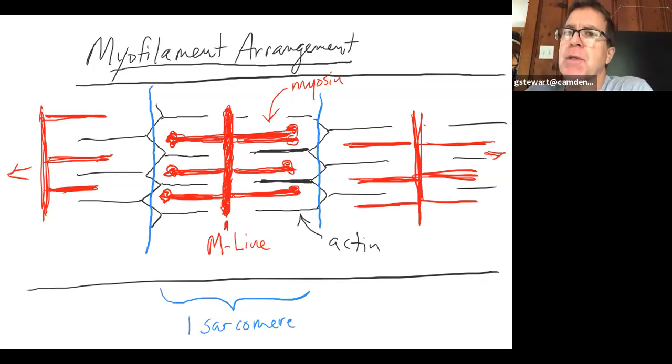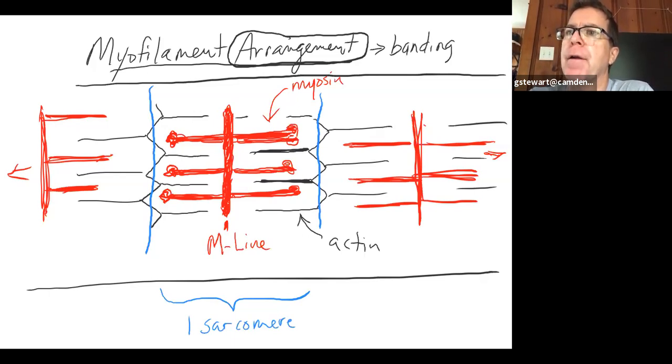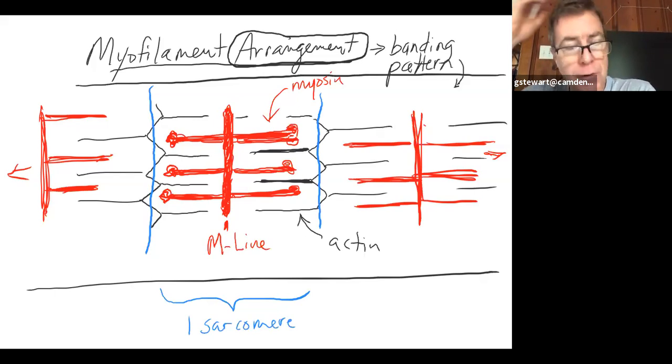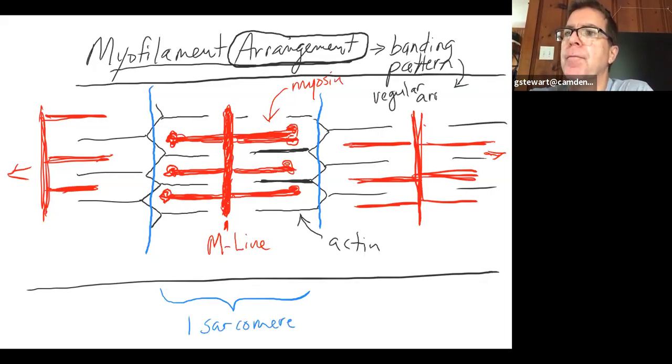Now, it is this specific arrangement of myofilaments, this very regular arrangement through a muscle cell, that gives skeletal muscle fibers their banding pattern, their striations. So if ever asked, how do skeletal muscles, and cardiac muscles for that matter, get their banding patterns, their striations? It's from the regular arrangement of these myofilaments. That's what we see when we see stripes under a microscope in a muscle cell.